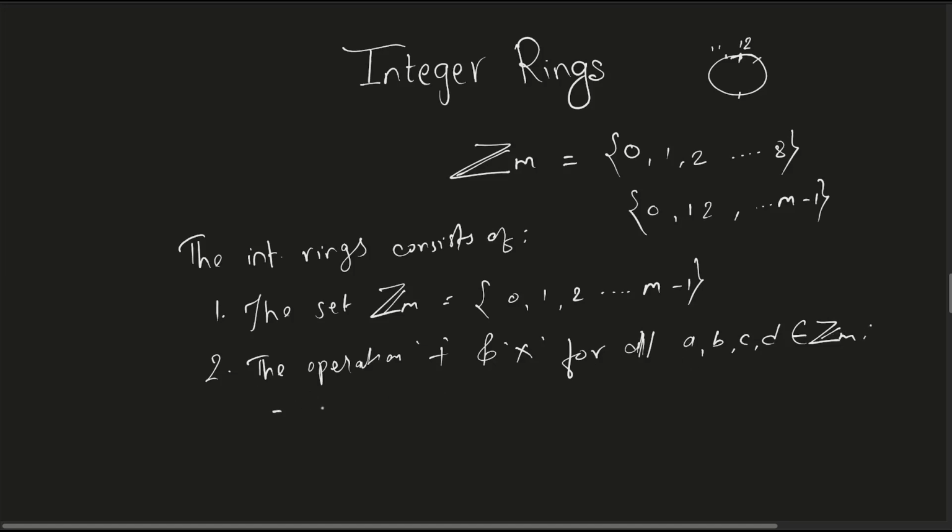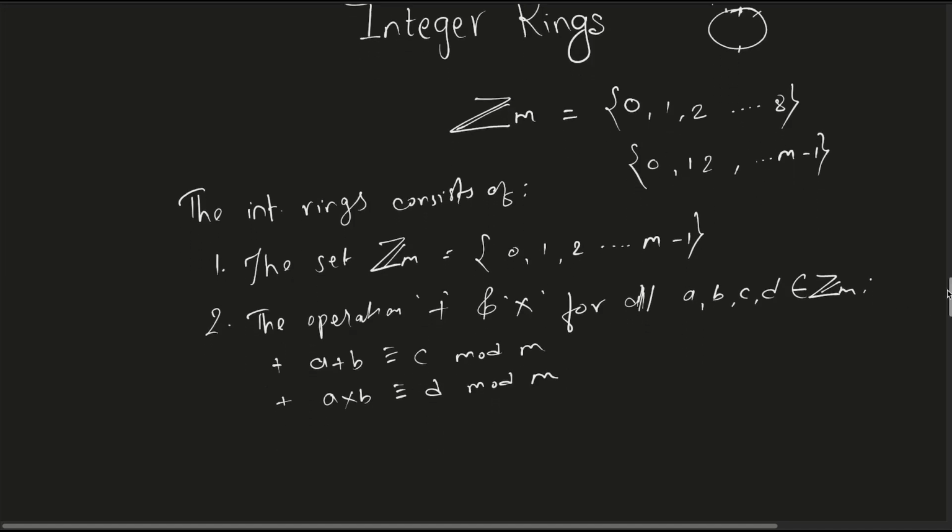we can perform a plus b equivalent to c mod m. In our case, for this example, m would be 9. And another one would be a multiply b is going to be equivalent to d mod m. That is, when you divide a multiply b by m, it should give the remainder that's within the ring. So this is, roughly speaking, a formal definition for integer rings.